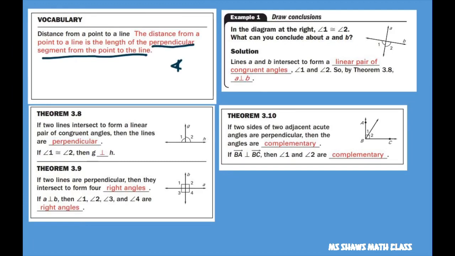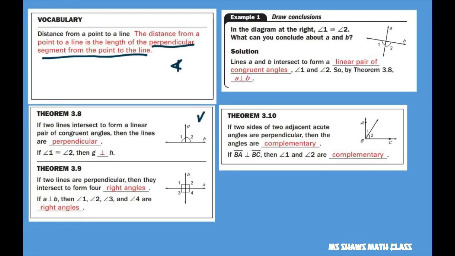We have two theorems here, Theorem 3.8 and 3.9. If two lines intersect to form a linear pair of congruent angles, then the lines are perpendicular. So angle 1 is congruent to angle 2, so G is perpendicular to H here.